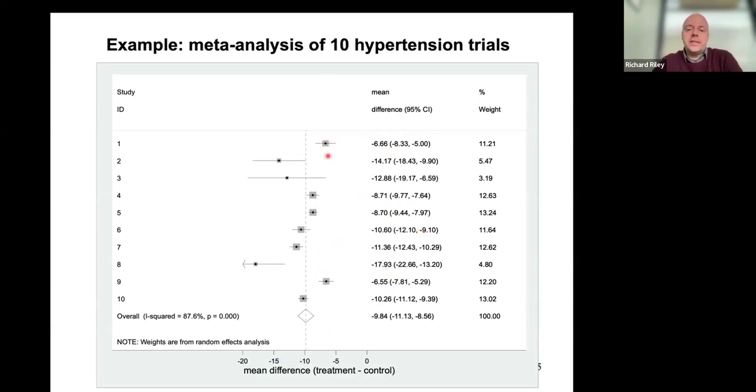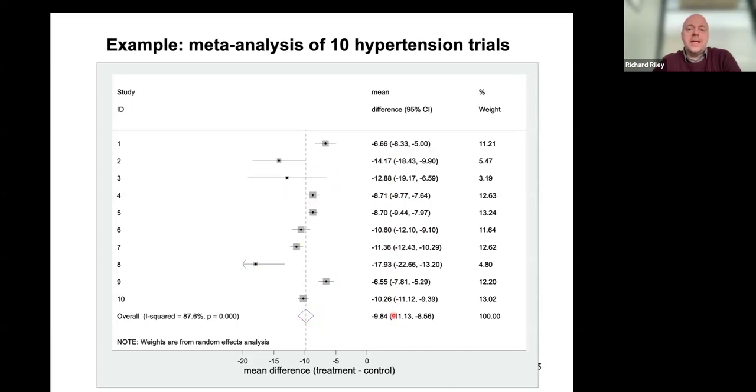In a meta-analysis, I do a weighted average across those 10 studies, and I get this overall pooled result here, giving me an overall treatment effect of about -10. So compared to placebo, there's about 10 millimeters of mercury reduction in blood pressure, and that's highly statistically significant. So that's a meta-analysis. In a standard meta-analysis, you would extract these estimates from each study from publications.